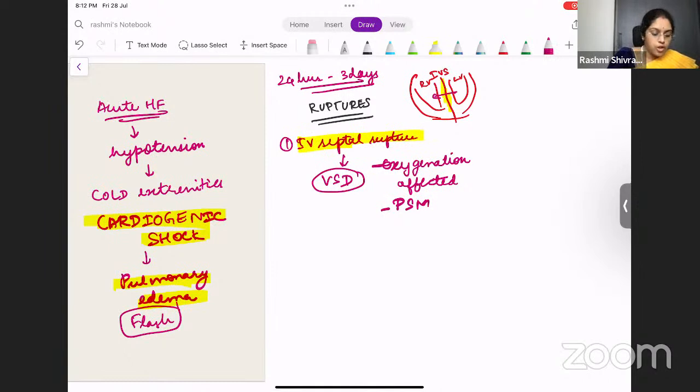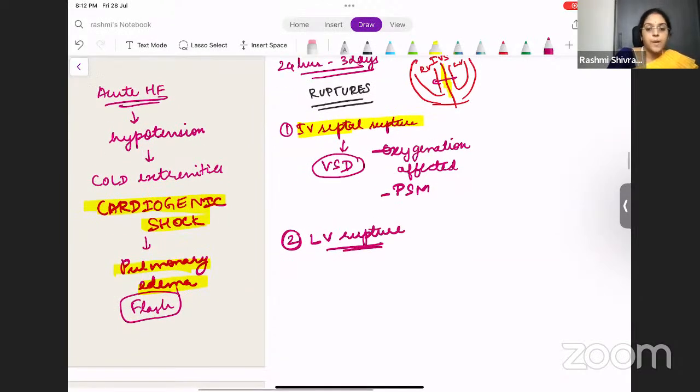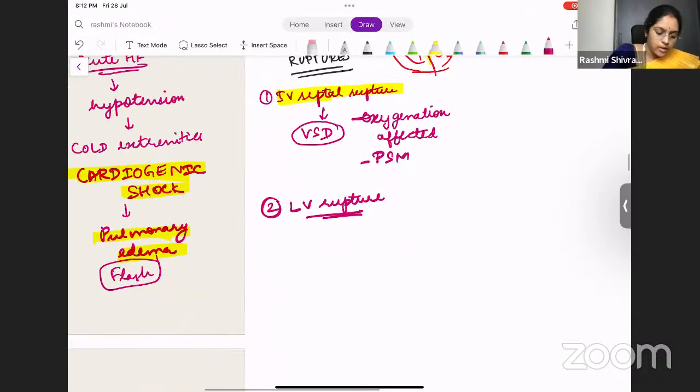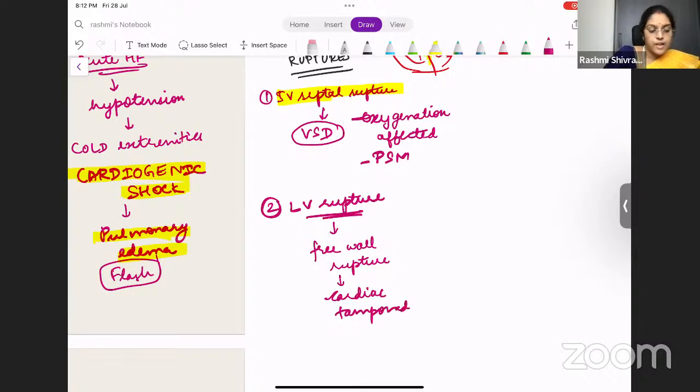What is the second one? The next one can be an LV wall rupture. What happens if the left ventricle ruptures? There will be leakage of blood into the pericardial cavity. This is called LV free wall rupture. When there is a free wall rupture, there is blood in the pericardial cavity. This is called cardiac tamponade. The blood trickles into the pericardial cavity.